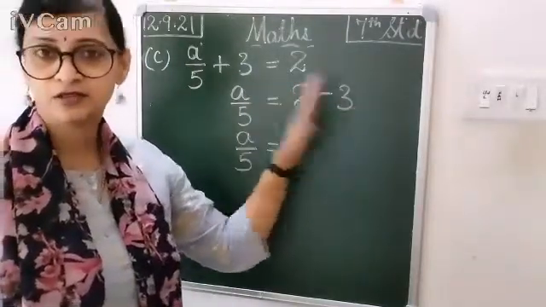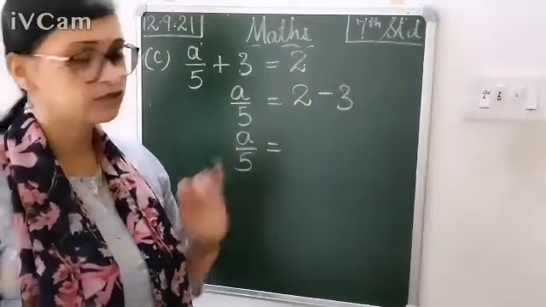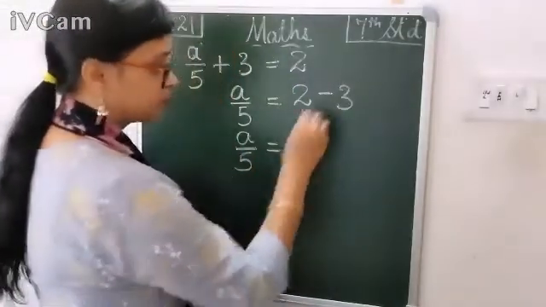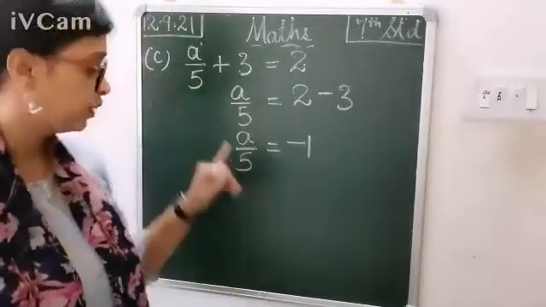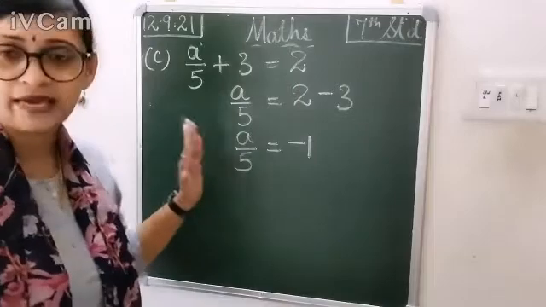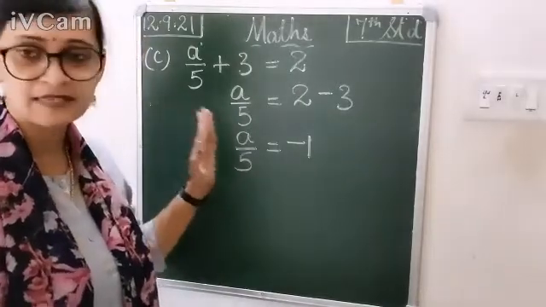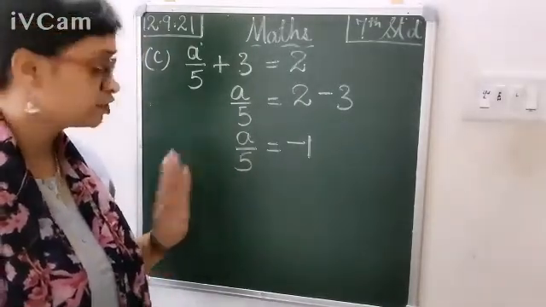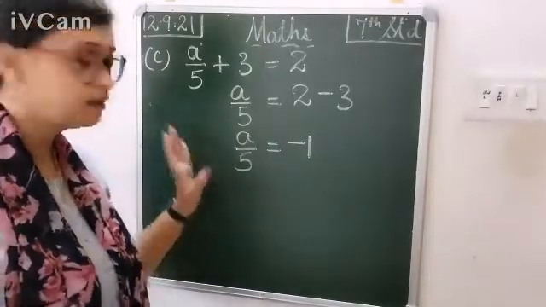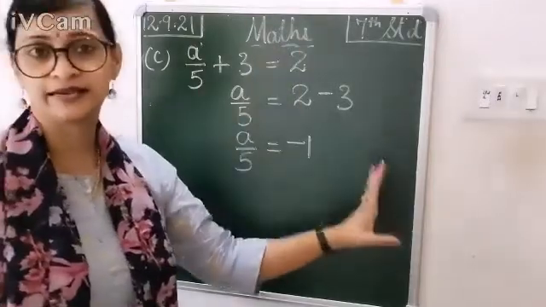Signs are different. Do a simple subtraction and put the sign of the greater number. Okay, so 3 minus 2 is 1, and the sign of the greater number minus. So a by 5 is equal to minus 1. Okay, but a is still not separated. The variable still has a number or coefficient to it, right? Okay, so we need to eliminate even 5. So how do you do that? Transpose 5 to the right hand side.